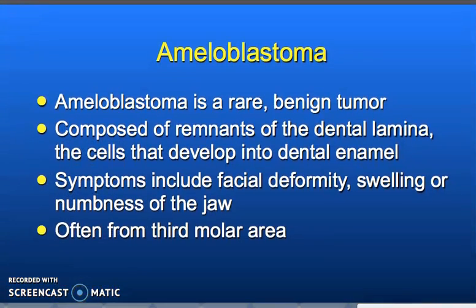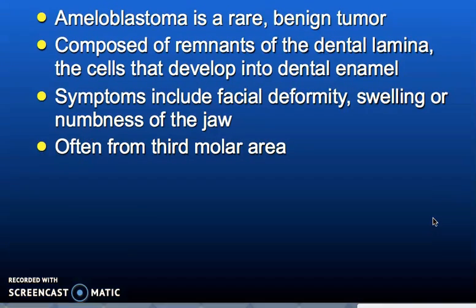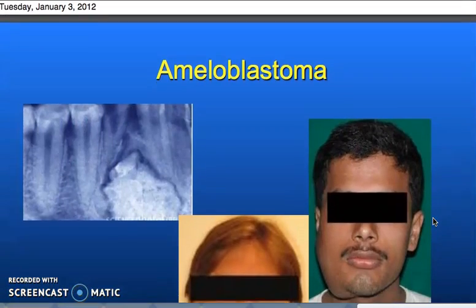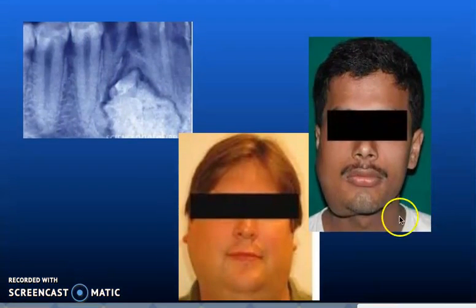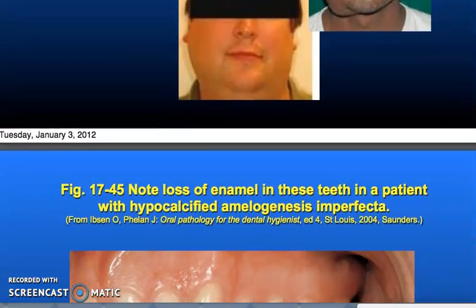Then ameloblastoma is a rare benign tumor caused by remnants of the dental lamina, the cells that develop into the enamel. Symptoms include facial deformity, swelling, or numbness of the jaw, often from the third molar area. So this is ameloblastoma, and you can see it here in the radiograph, and then you see this large area here, ameloblastoma.